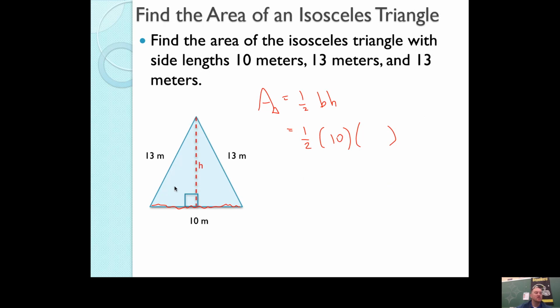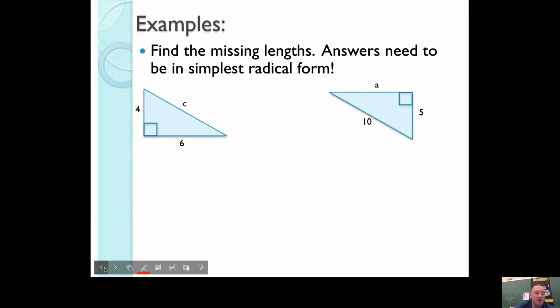Now if this is an isosceles triangle, remember we know things about isosceles triangles. We know that this piece and this piece are the same. So if I was to redraw the right triangle, there's your height, there's your 13, this is 5. 5, something, and 13. If you know it, great. If you don't, you can figure it out just like we did on the last slide.